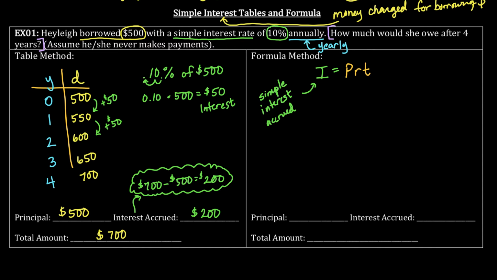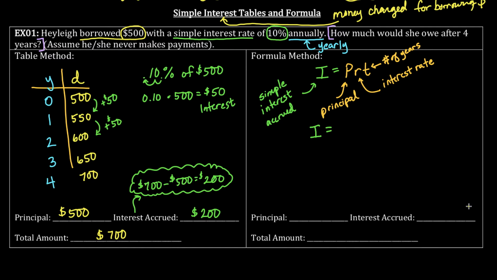So the P, once again, is the principal amount. The R will be our interest rate. And the T will be, in terms of what we're doing, the number of years. So let's go ahead and calculate the interest.